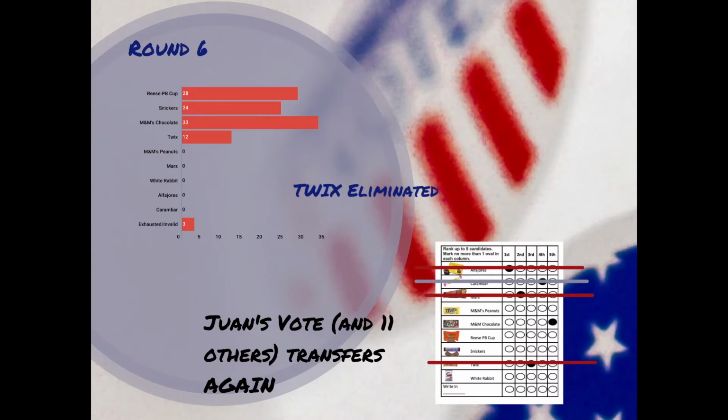If he had selected White Rabbit, it had been already eliminated and Juan's vote would be exhausted. But because he selected M&M chocolate and M&M chocolate is still active, his vote transferred to M&M chocolate and Juan can still have a say in the result of the election.